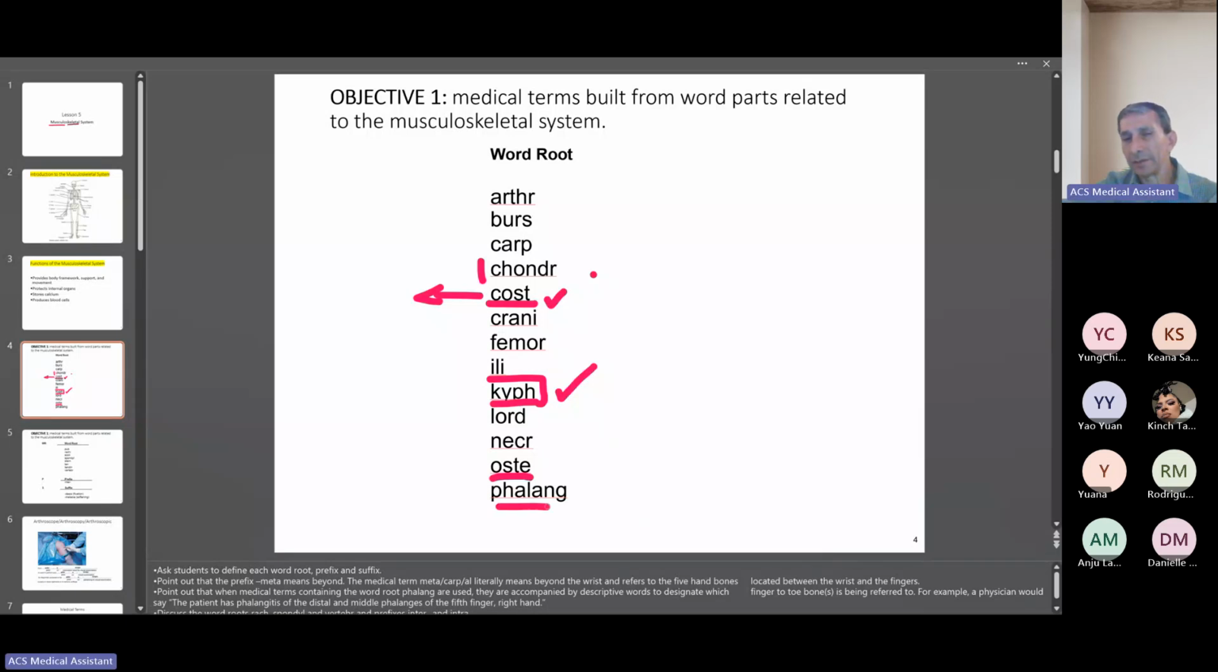The phalanx means fingers. These are the bones of the fingers. Remember, when we look at our fingers, they can bend in certain areas. And we have this distal part, middle part, and the proximal part. They have different little bones right there, but those are called the phalanges. So phalanges, finger bones.